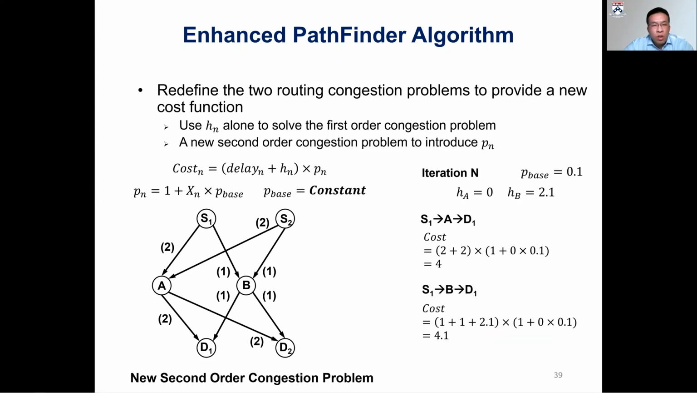So we introduce the coefficient Pn to resolve this new second order congestion problem. The basic idea is using Pn to create a cost gap for different paths. So the interconnection from S2 to D2 will be routed through node B instead of node A. And we can see that this new second order congestion problem does not require the P base to increase after every routing iteration. So P base can be set as a constant to eliminate the routing variation under different routing orders.